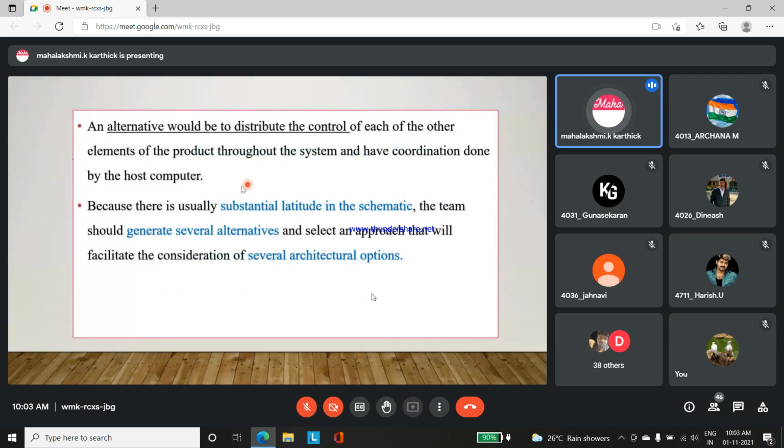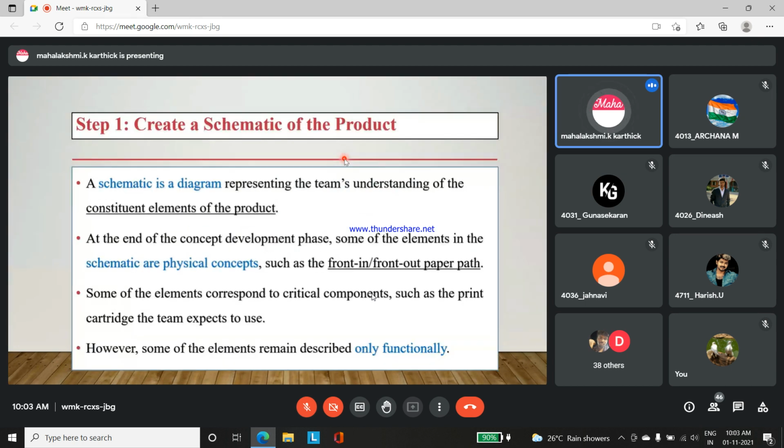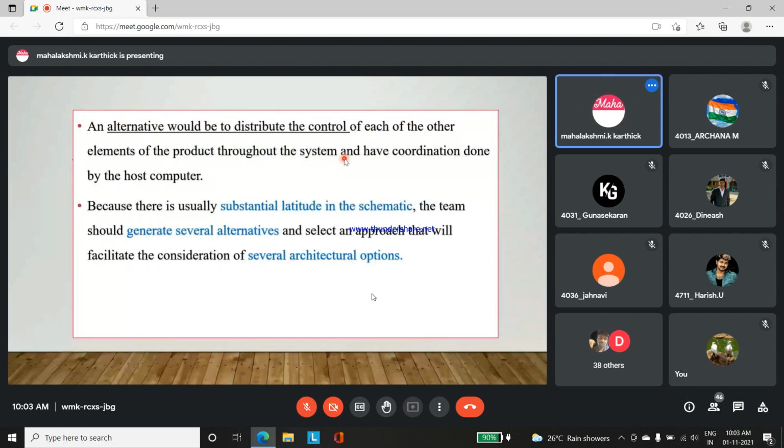Again, there should be some alternative, such as distributing the control of each of the other elements of the product throughout the system. So for any part you mention in the step 1 process, you have to find some alternative elements also. Generate several alternatives and several architectural options.